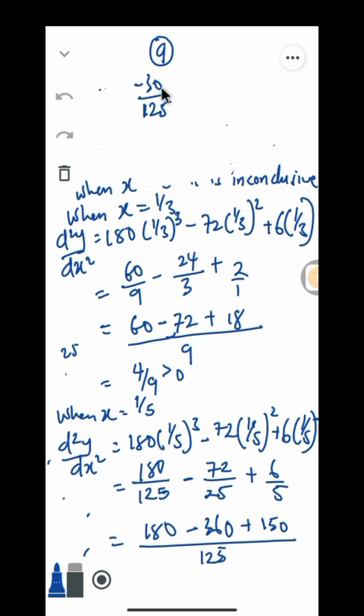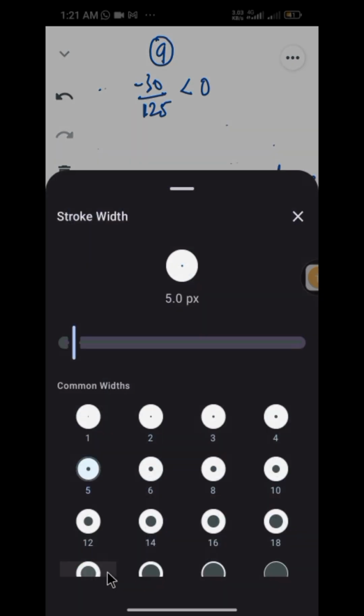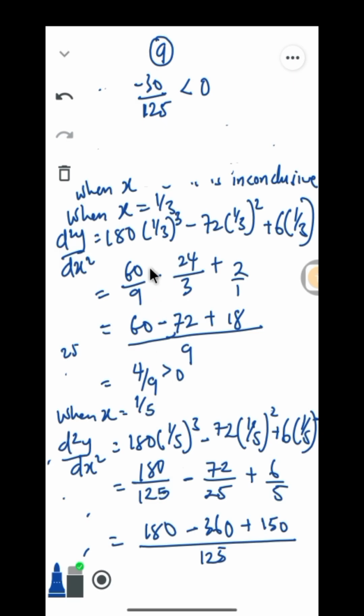This gives us a negative value, and we know that all negative values are less than 0. So that means our maximum point occurs when x is equal to 1 over 5. So we have gotten the critical values found at the maximum and minimum points. Let's go ahead now to find our relative maximum and relative minimum. So let me just quickly wipe this off.